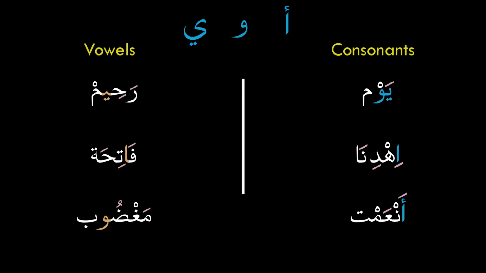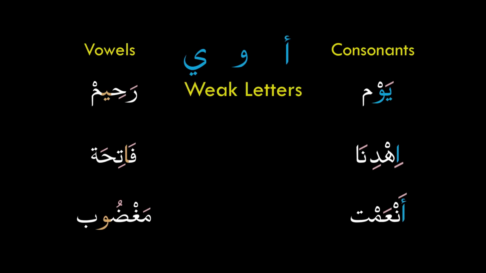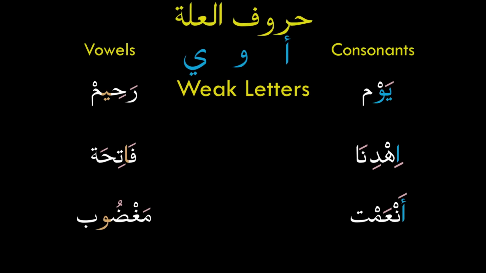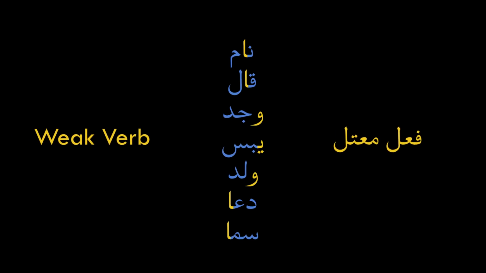In Arabic, we call these 3 letters weak letters, or huruful illah, and they are so important that you can find them at any verse in the Quran. And any Arabic verb has one of them as a root. We call it a weak verb, or fi'lun mu'tal. Also, I'll make a special lesson about those verbs, insha'Allahu ta'ala.